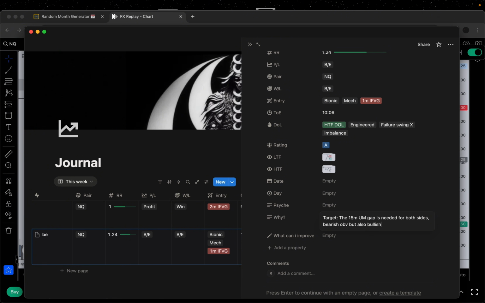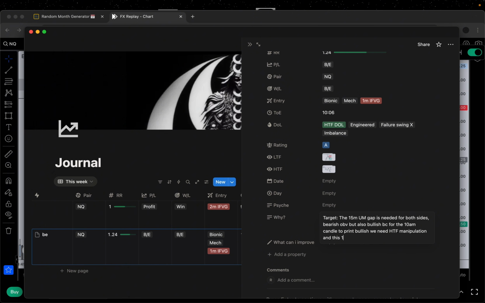Okay, let me sit up. But also bullish, because for the 10 a.m. candle to print bullish, we need high time frame manipulation, and this 15-minute gap offered that perfectly with LR plus high time frame. So that's my Y.